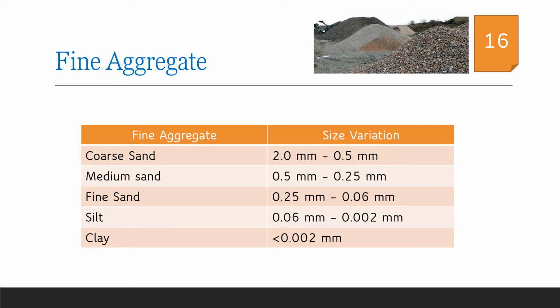When the size ranges between 2 mm to 0.5 mm, we call it coarse sand. When it is between 0.5 mm to 0.25 mm, we call it medium sand. Between 0.25 mm and 0.06 mm, it is fine sand, and between 0.06 mm and 0.002 mm, it is silt. When the size of the particles is less than 0.002 mm, we call it clay.